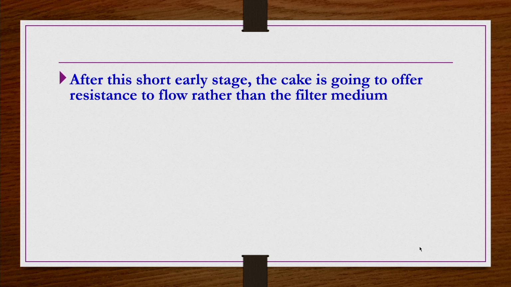Initially, as we have already discussed, there are no solid particles or very few solid particles deposited on the filter medium. So the filter medium offers the resistance, but only for a very short period, because after that more and more particles accumulate on the surface of the filter medium. Gradually they build up a cake, and that cake starts offering more resistance compared to the filter medium. It offers such high resistance to the flow that the resistance due to the filter medium is almost negligible. That also we have already seen.